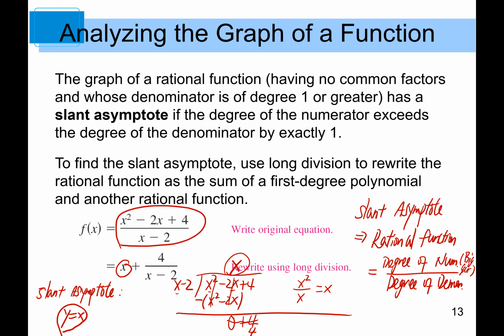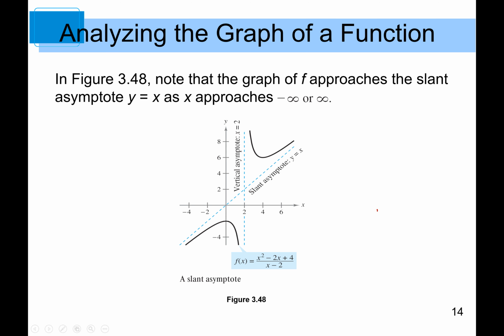So no horizontal asymptote, but a slant asymptote. Because when the degree of the numerator is bigger than the degree of the denominator, there's no horizontal asymptote. But most likely you're gonna have a slant asymptote in this case. So y equals x is the slant asymptote. When you graph it, this is our graph, and as you can see, the slant asymptote is right there.